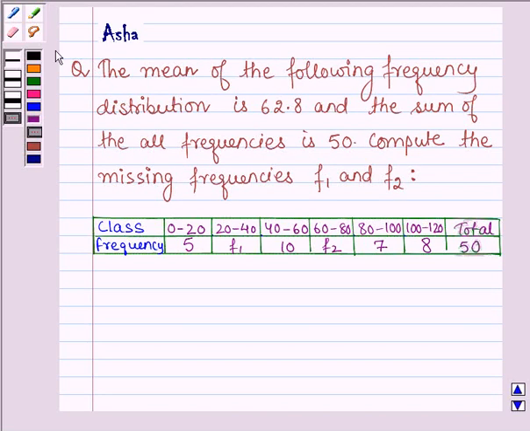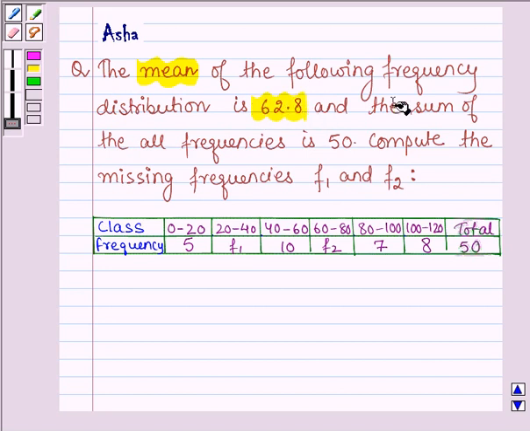The given question says, the mean of the following distribution is 62.8 and the sum of all the frequencies is 50. Compute the missing frequencies F1 and F2. So, this is the following given frequency table.